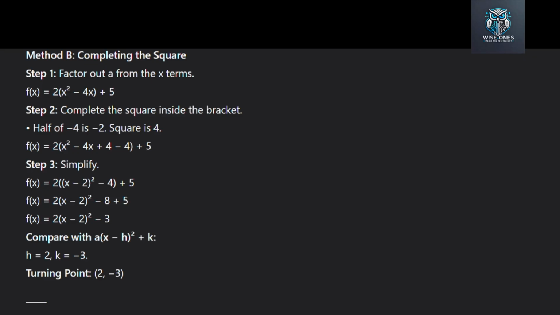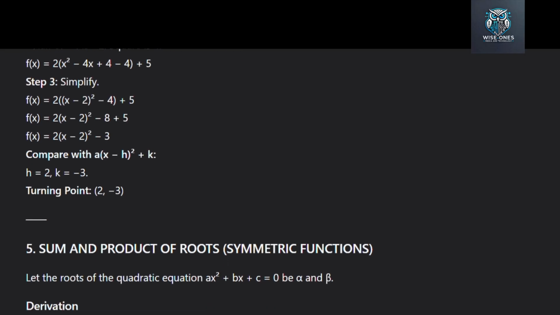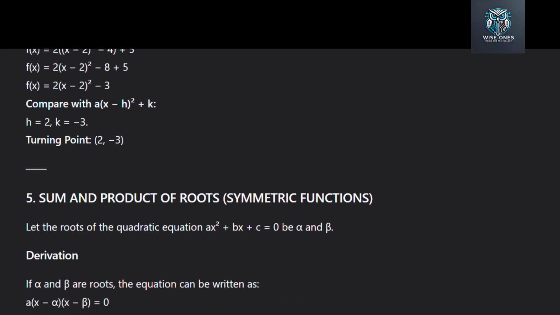So f of x equals 2 times open bracket open bracket x minus 2, close bracket squared minus 4, close bracket plus 5. Now multiply the outer 2 by the inner terms. 2 times open bracket x minus 2, close bracket squared is 2 open bracket x minus 2, close bracket squared. 2 times negative 4 is negative 8. So f of x equals 2 open bracket x minus 2 close bracket squared minus 8 plus 5. Minus 8 plus 5 is negative 3. So f of x equals 2 open bracket x minus 2 close bracket squared minus 3.